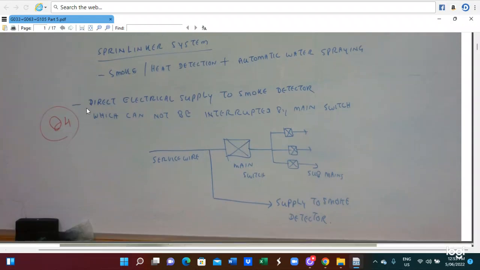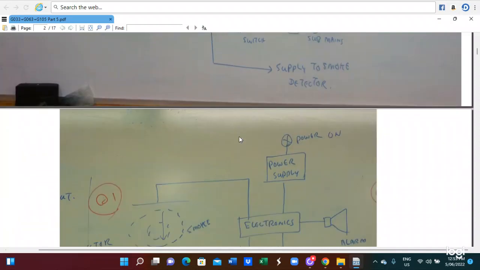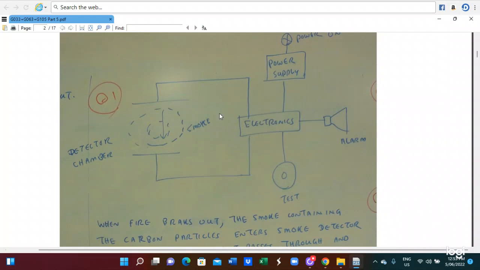In this case, there is a direct electrical supply to the smoke detector, which cannot be isolated by the main switch. So here is the service wire, the main switch, the mains, and this is the supply to the smoke detector. This is the smoke detector wiring arrangement. Here is an alarm system.